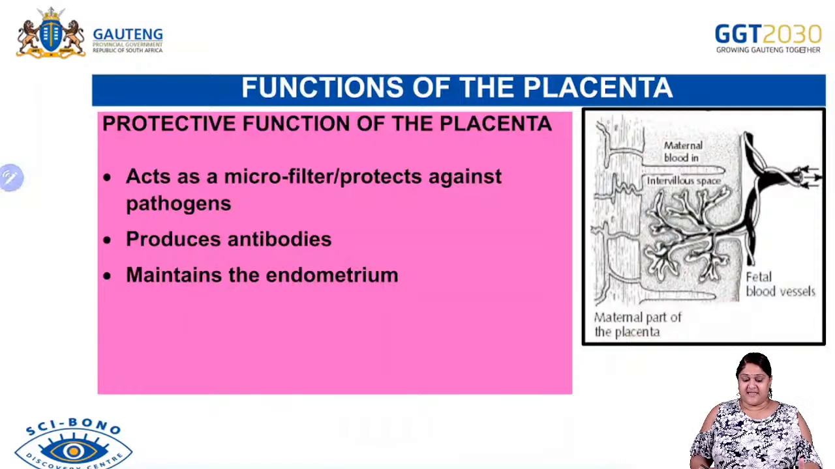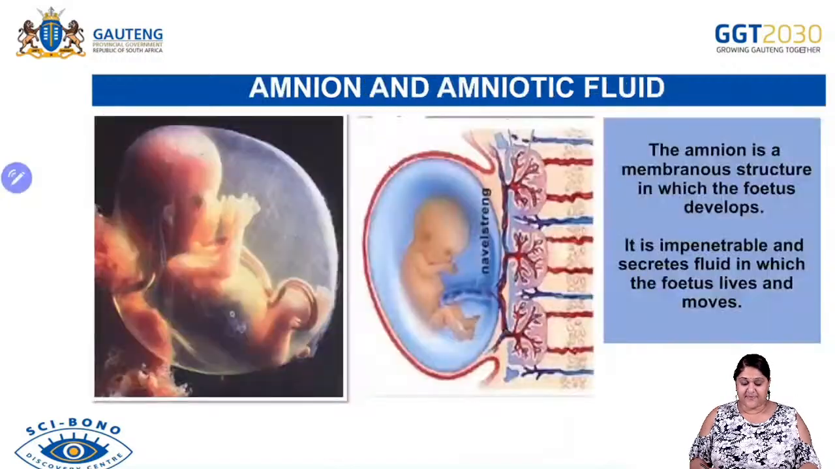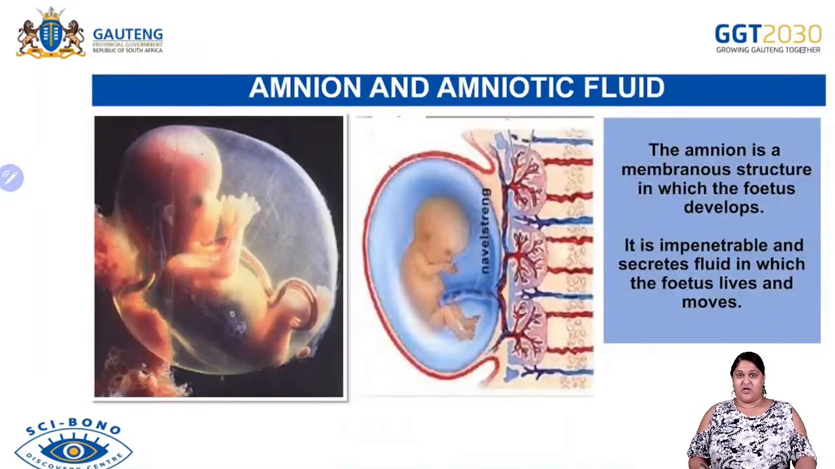They also have a protective function such that they act as microfilters. They protect against pathogens, they produce antibodies, so they assist with immunity, and they maintain the endometrium. Okay, and how does it maintain the endometrium? By secreting the progesterone, okay, and also estrogen. Then we've got the amnion and the amniotic fluid.